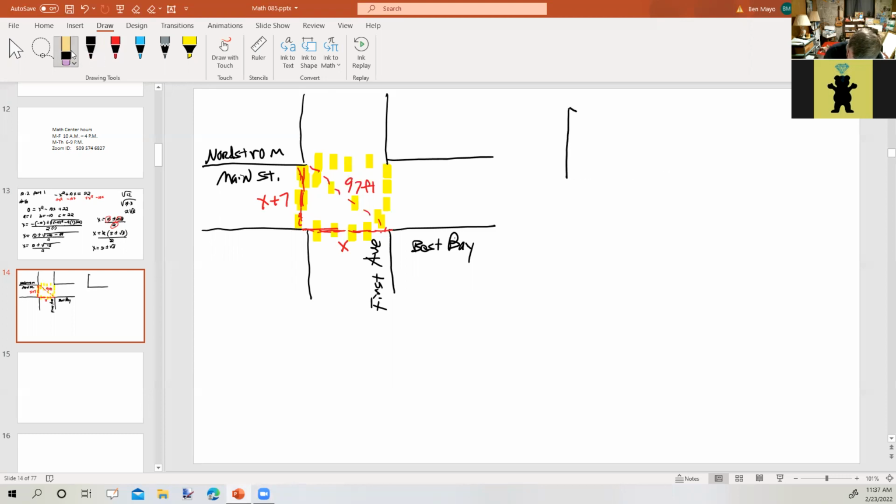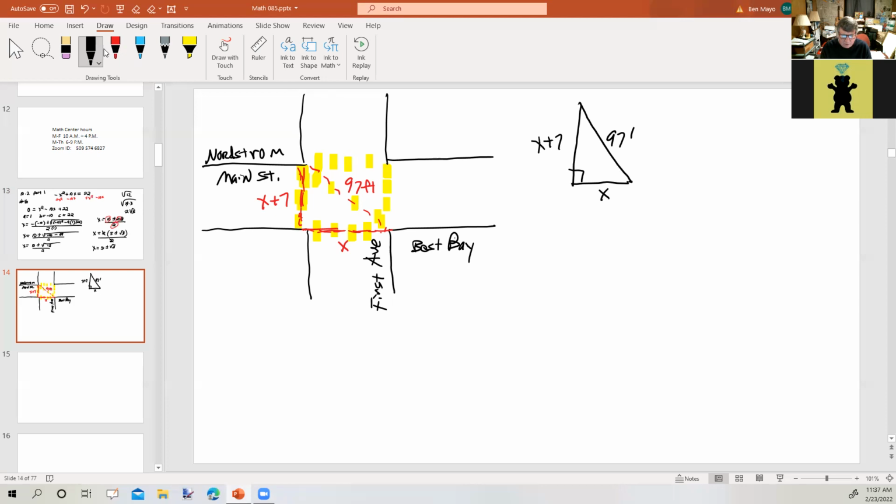Oops, let's draw the picture correctly, at least. So this side is longer than this side, it says. What do we know? We know that this is 97 feet, this is X feet, and this is X plus 7 feet. Okay? Any questions about where I came up with that triangle?